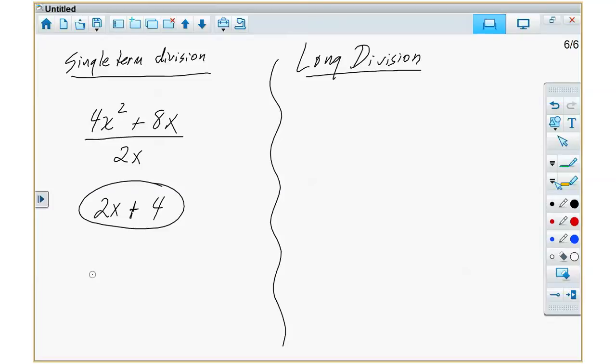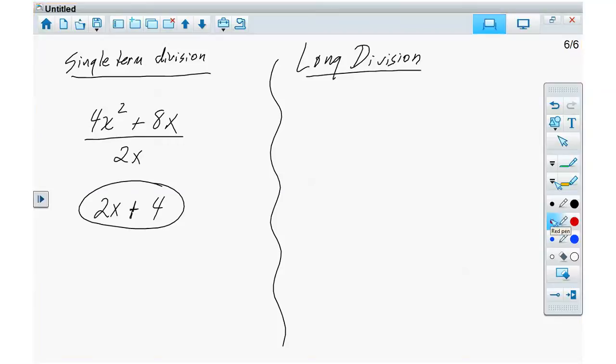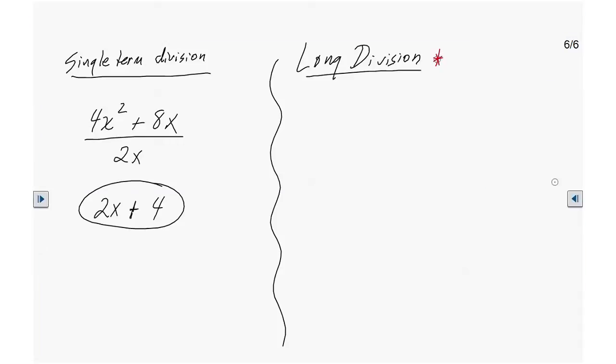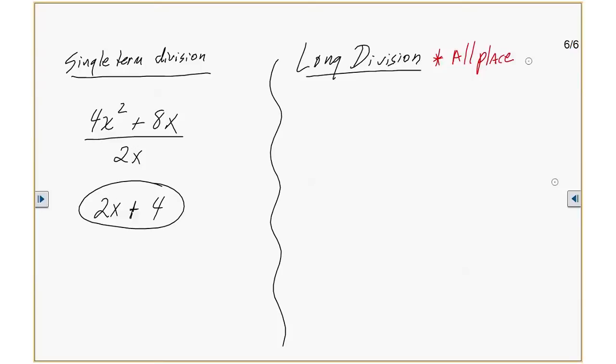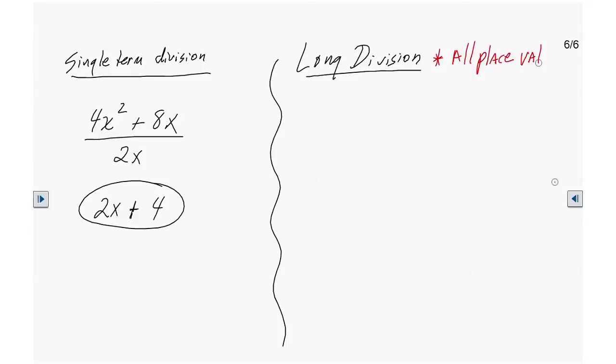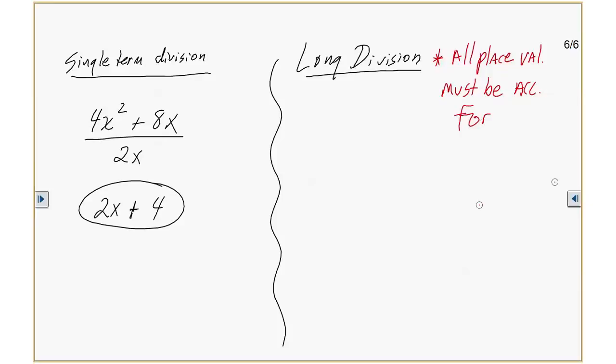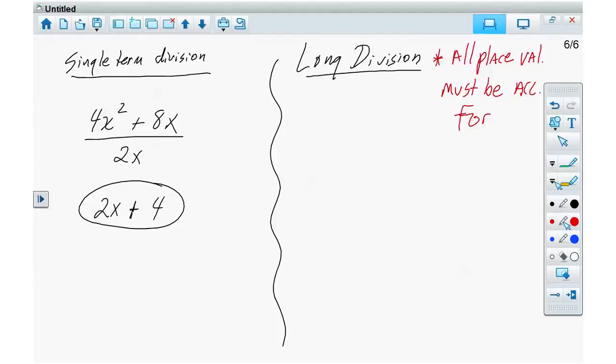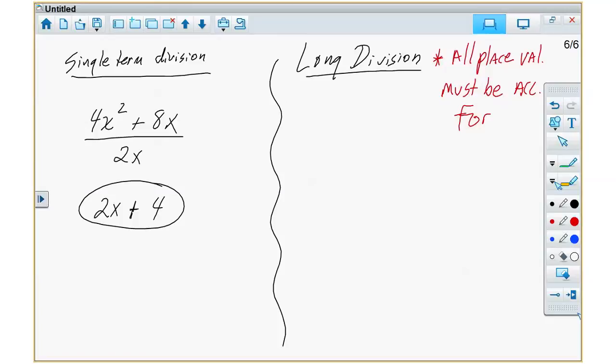Long division, you have to remember one thing. All place values must be what? Accounted for. If there's a place value missing, do you just ignore it or do you fill it in? You fill it in. Okay? So here's an example.